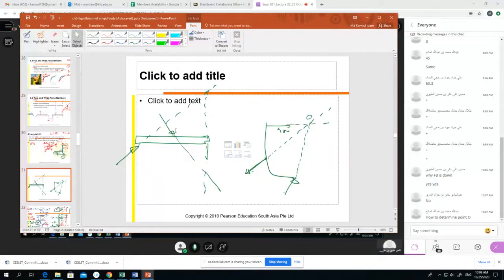Similarly in our case, again I draw it. The 400 force is there, another force we have there, and another force. So they will coincide somewhere, and that's how you will get it.